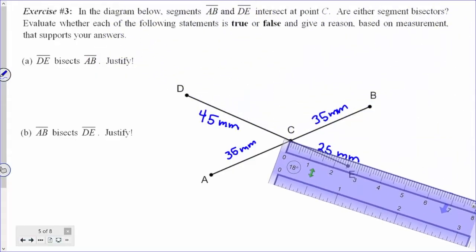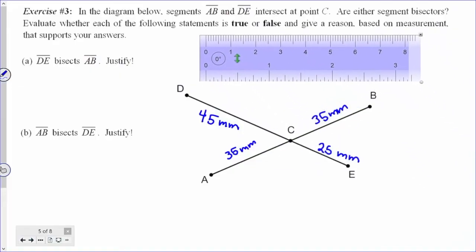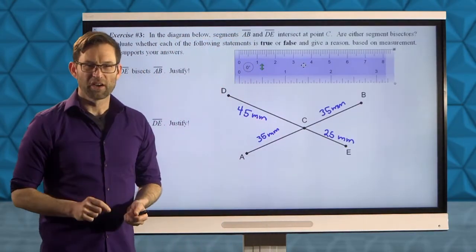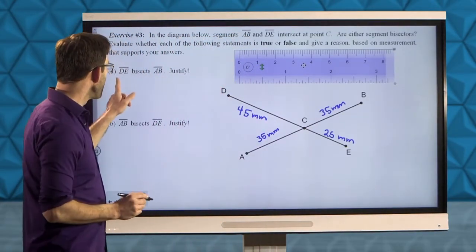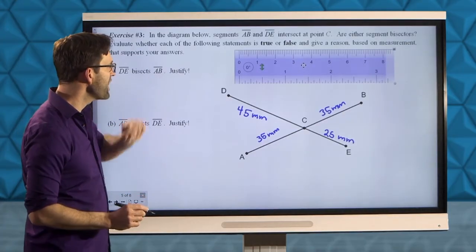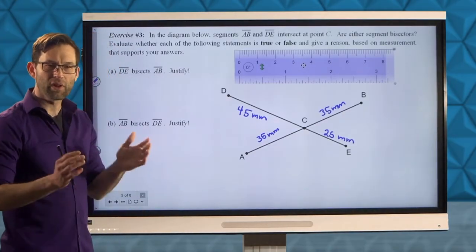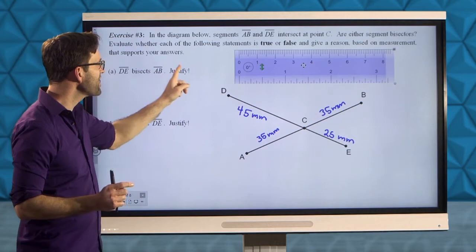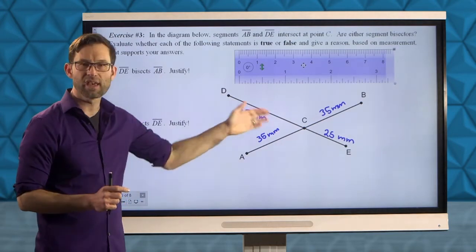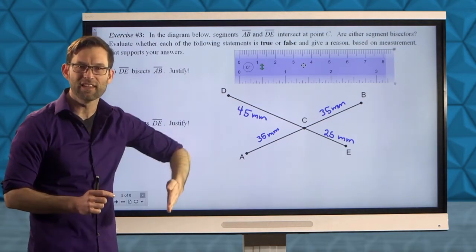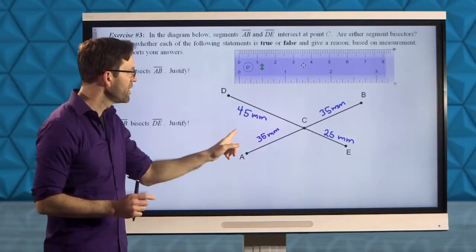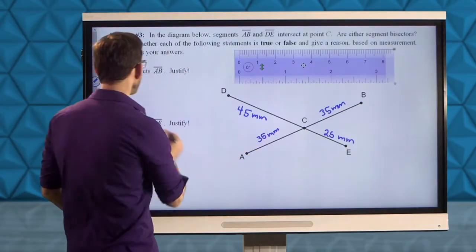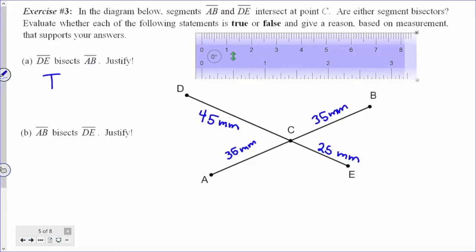All right, let's step back. Let's talk about true and false. Letter A, DE bisects AB. Again, in plain English, DE cuts AB in half. Well, was AB cut in half where DE sliced it? You bet. It was cut into a 35 and a 35, so I'm going to say that this is true. And justify, well, that's because AC equals BC.